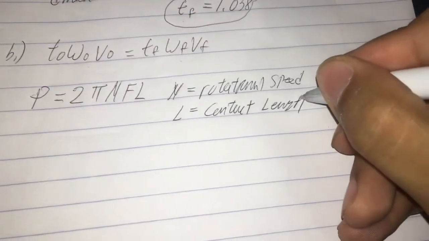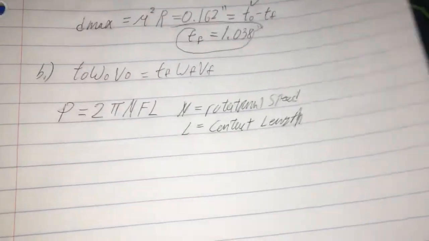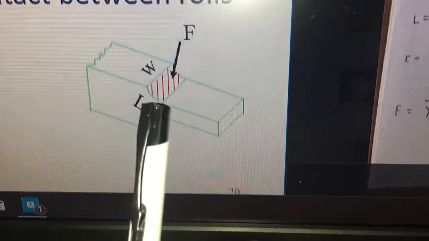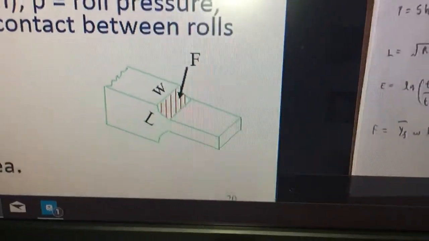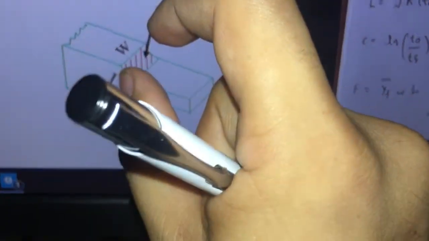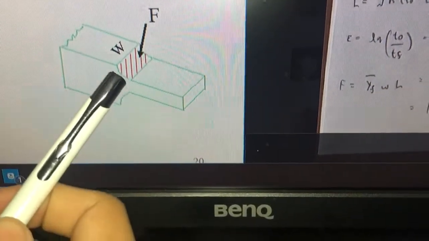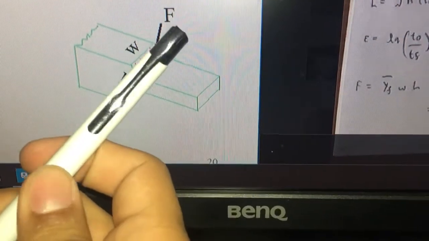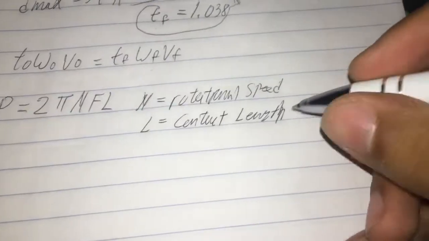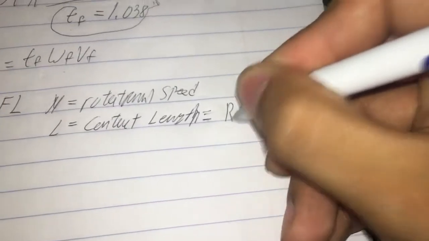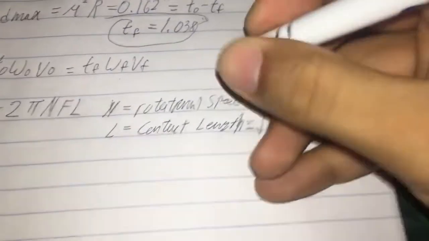Now the contact length is the length at which it is in contact with the actual rollers. So just picture a little roller right here. The width and the L are what's in contact with the actual roller. And that's really what we're trying to focus on here. We have an equation for L, and that is simply the square root of R times the change in T.